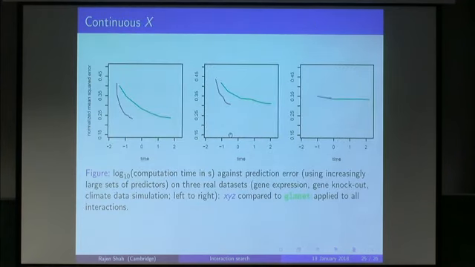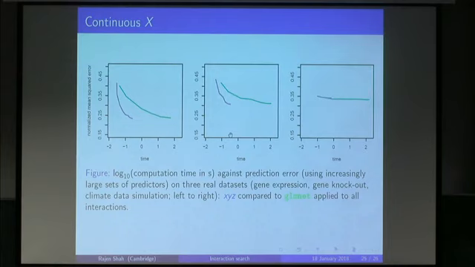Okay. And then here we're looking at the regression setting. So we looked at 3 real data sets. This is a gene expression one, a gene knockout, and some climate data simulation. And we looked at varying numbers of predictors from these data sets. So we subsampled varying numbers of predictors, and then considered applying the lasso to all interactions. So P was relatively small, so that we could actually look at all interactions there, and compared to our approximate version with this XYZ.